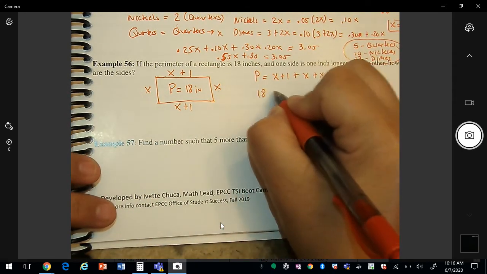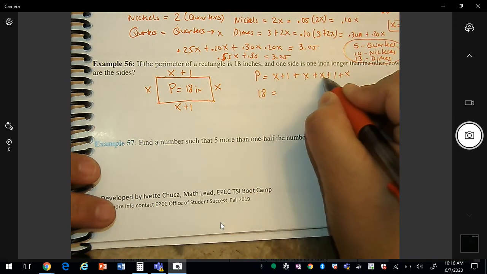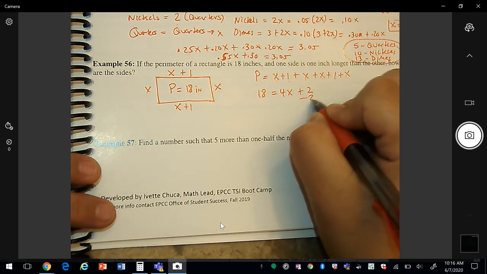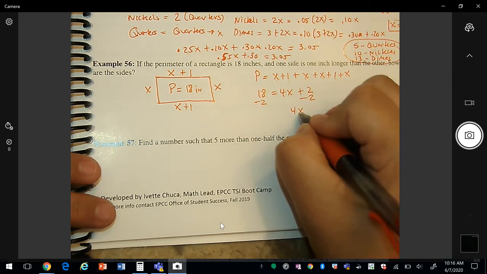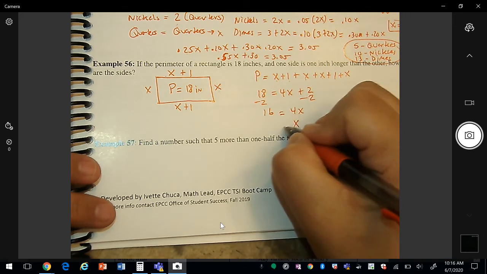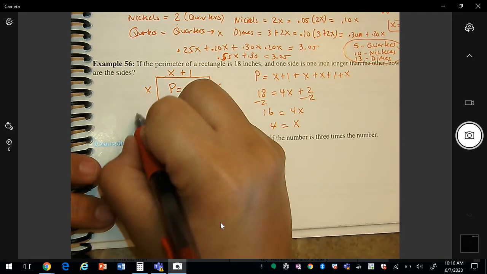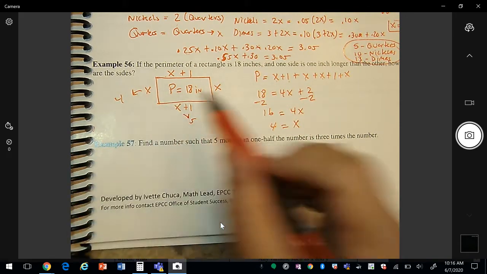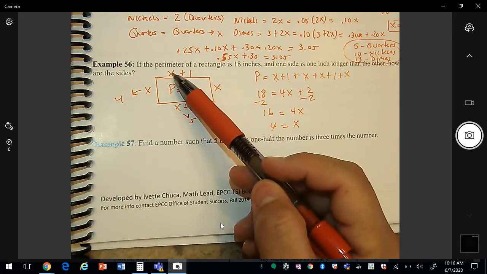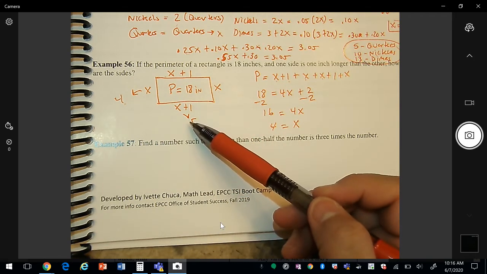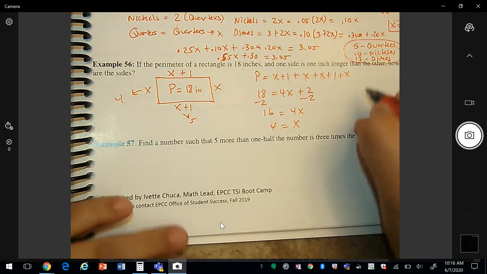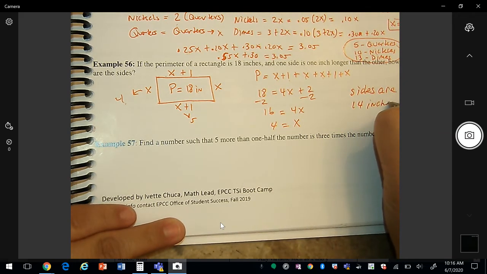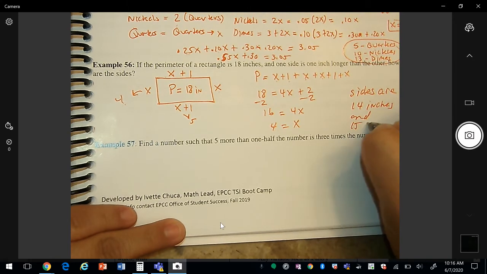We know the perimeter is 18. So X plus X plus X plus X is 4X. 1 plus 1 is 2. Subtract the 2. So we get 4X is equal to 16. So X is equal to 4. So one side, this side here is 4 and this side is 5. So if we were to add this, we would have 4 plus 5 is 9 plus 4, 13 plus 5 would be 18. Okay, so my sides are 4 inches and 5 inches.